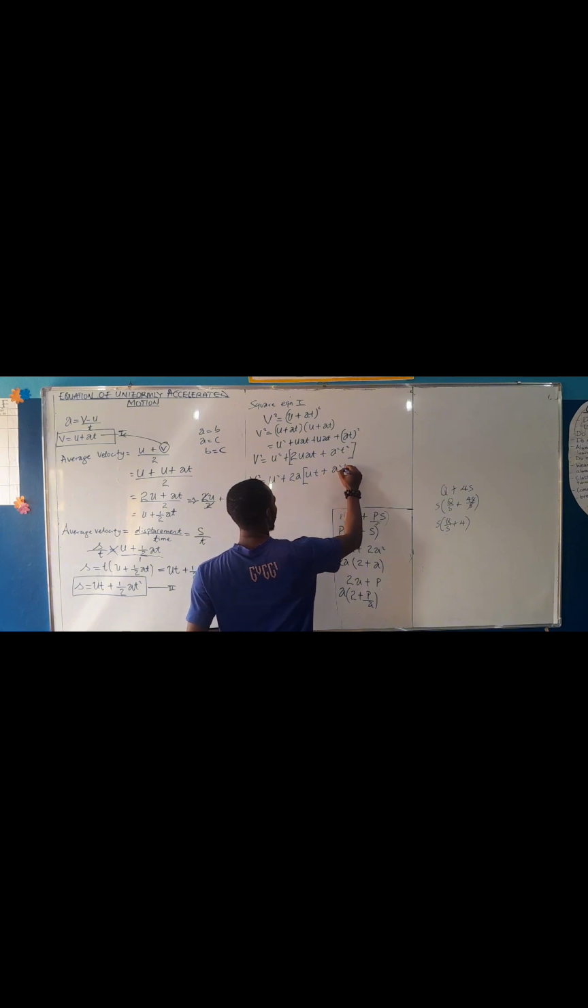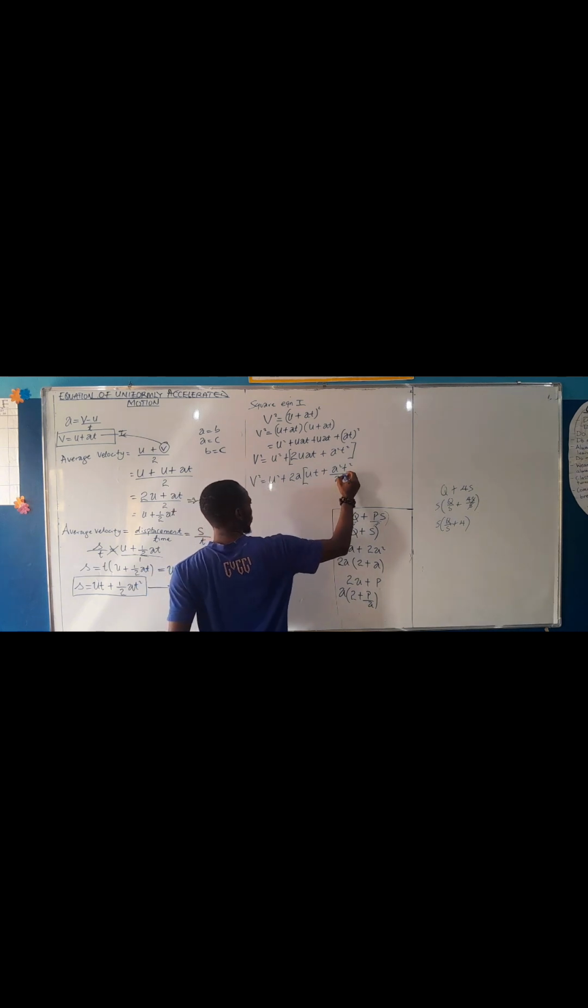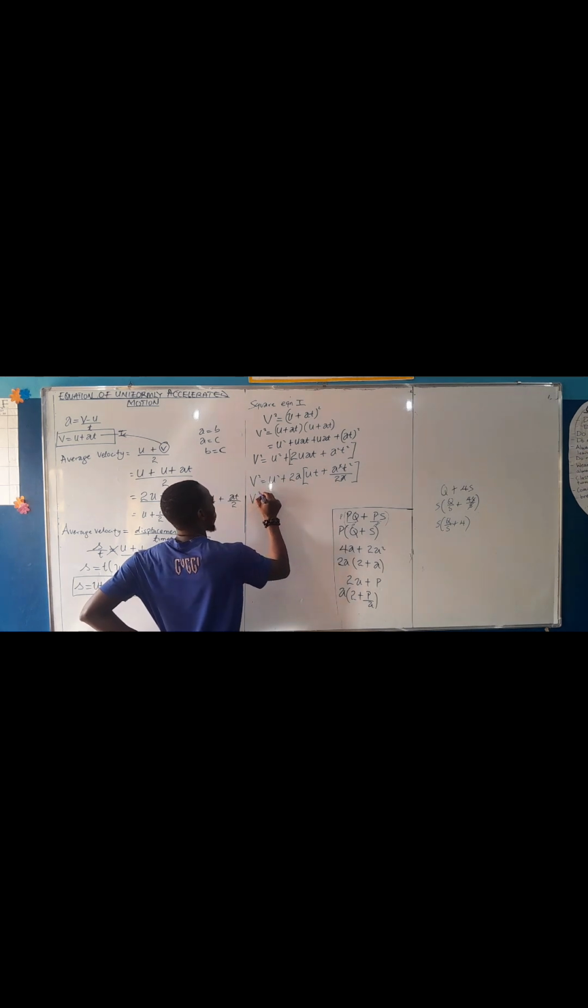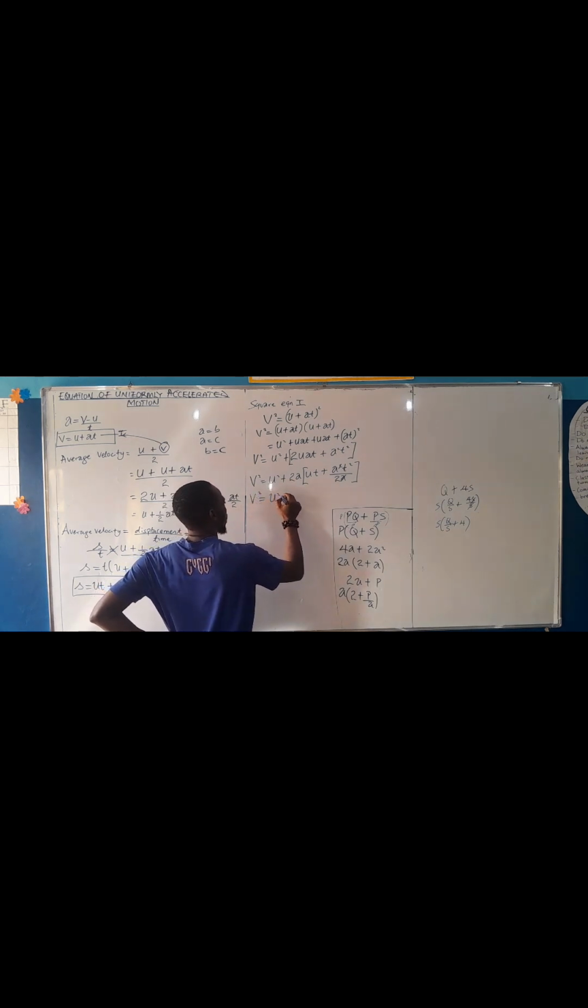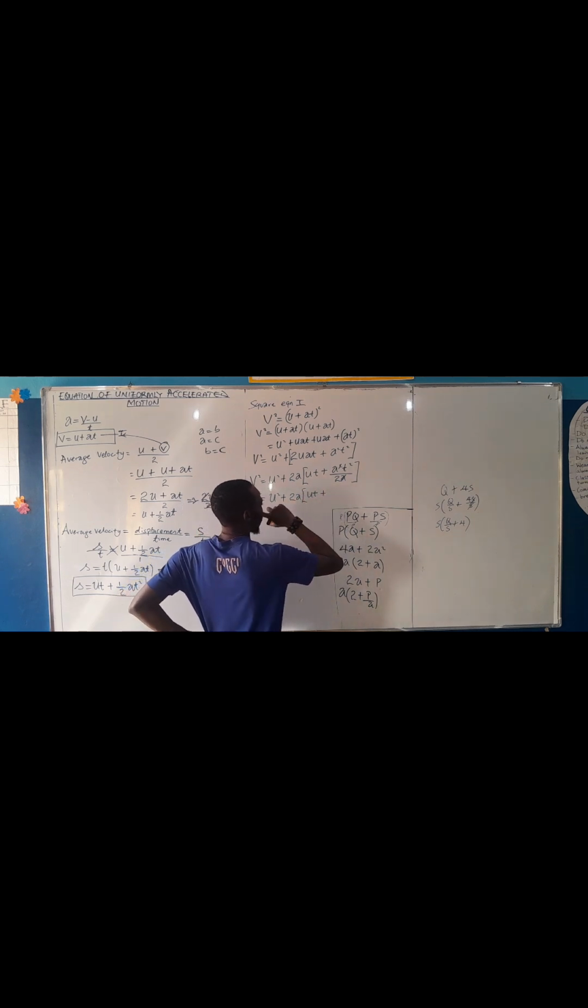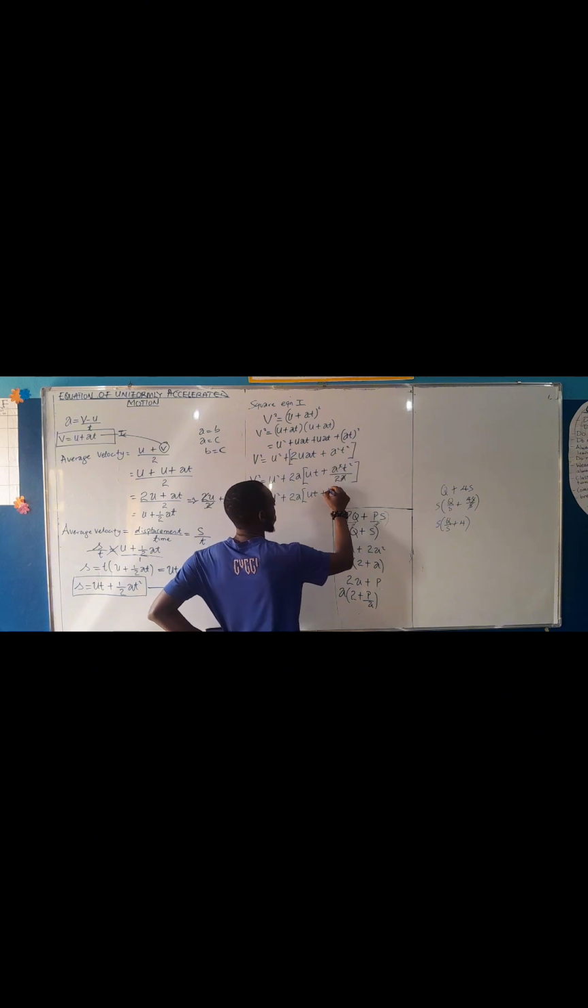Alright, a squared t squared over 2a. So we cancel one of these a's. Then I'll be left with v squared equal u squared plus 2a open bracket ut plus, I'm having over 2, that is 1 over 2, I'm left with 1 a t squared.